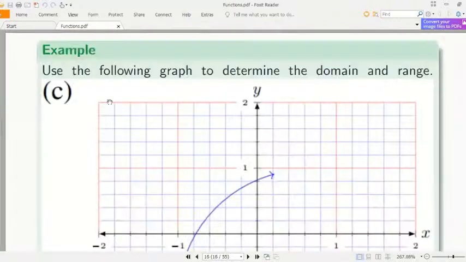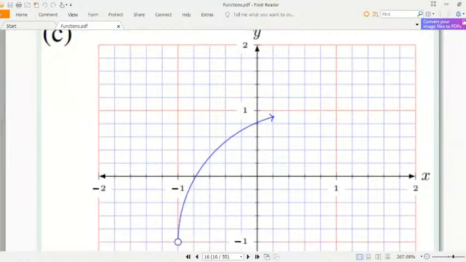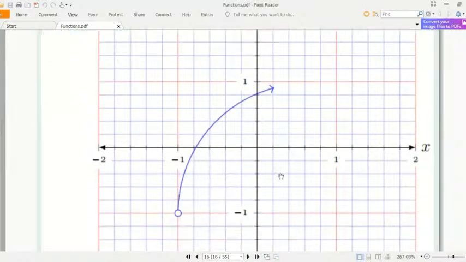There's this other graph here. We have to determine the domain and the range. Let me just look at the domain first. I want the x values. Yeah, I can see that this ends here. This is where it ends. And here it's still going because of the arrow, it's still going.